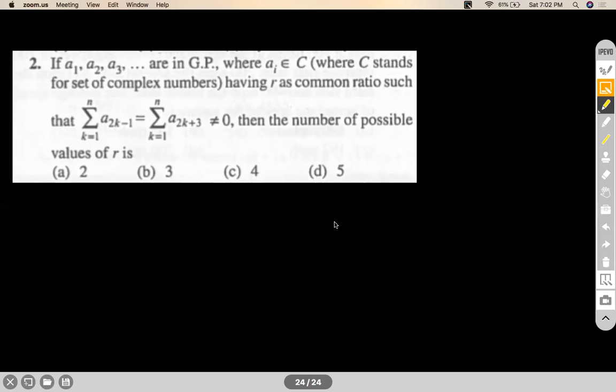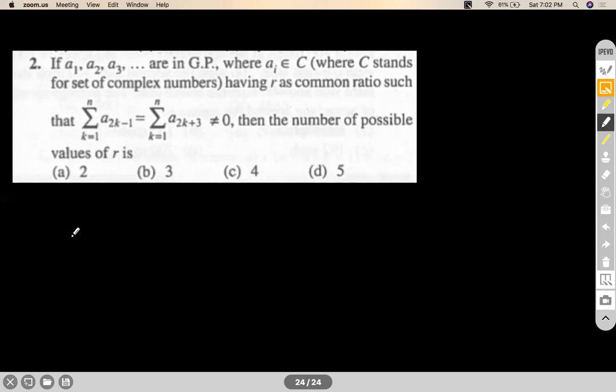5, 4, 3, 2, 1, go. Okay. Maximum number of people have voted for C. C for Chennai. Let's check.